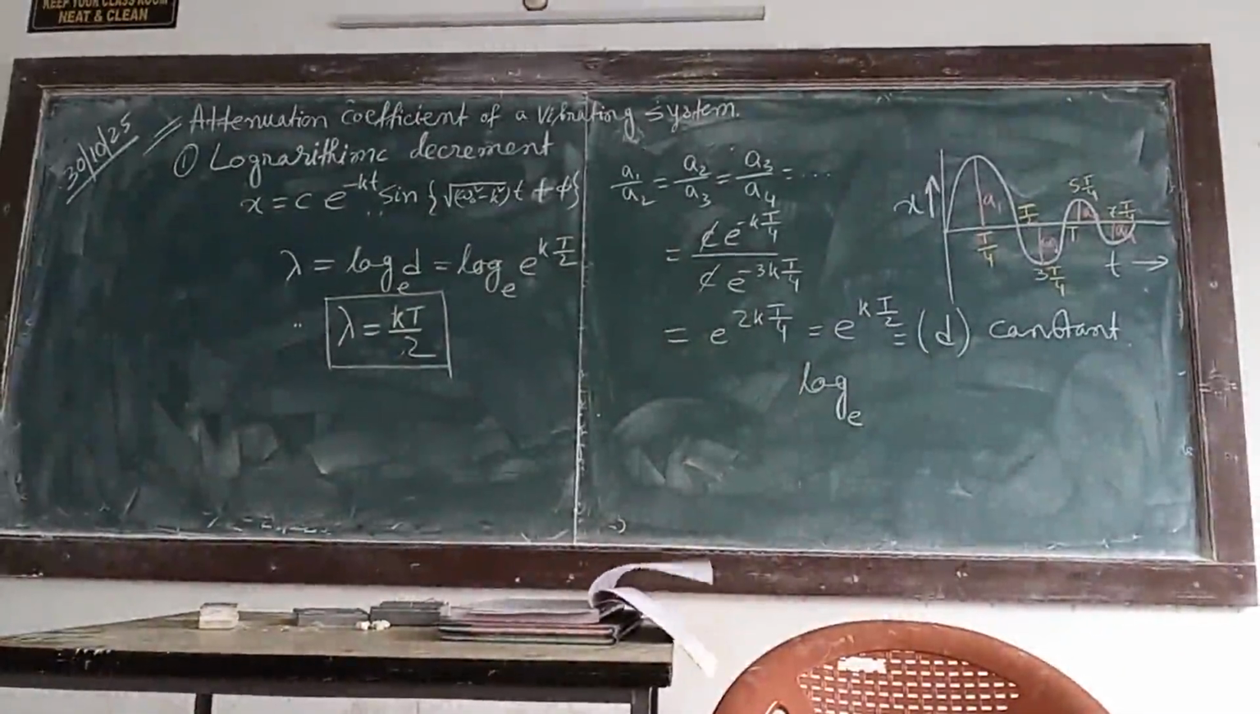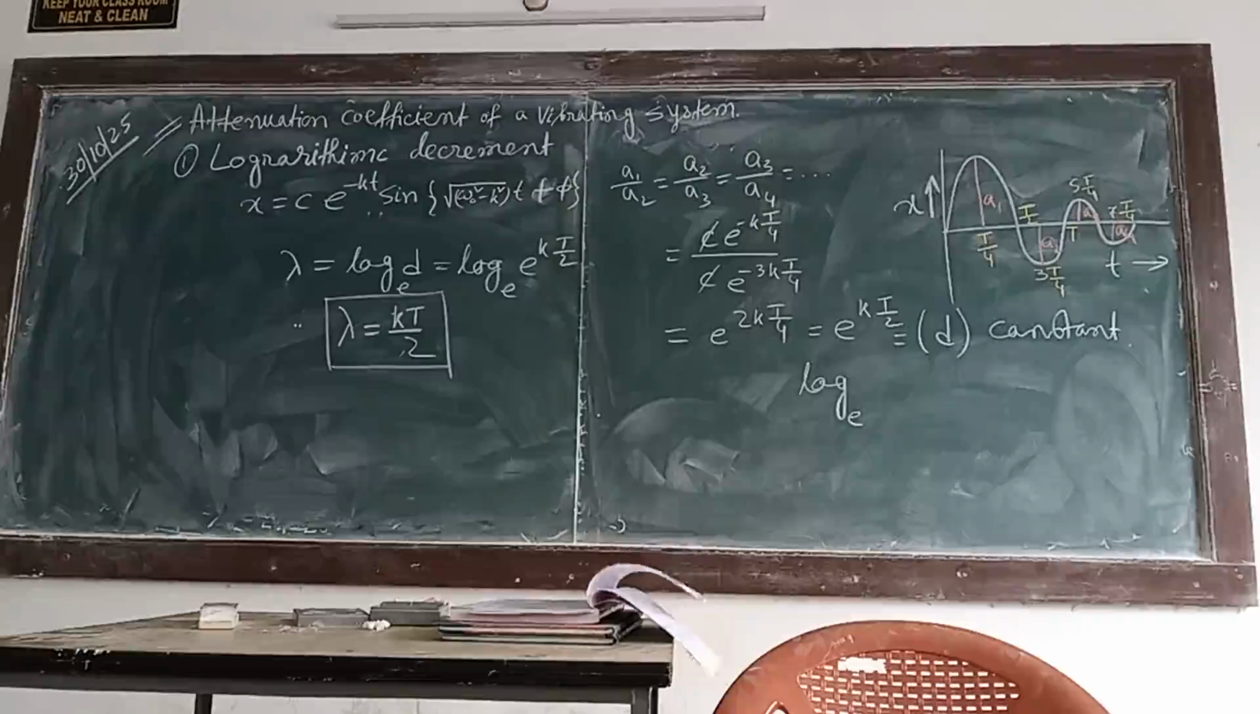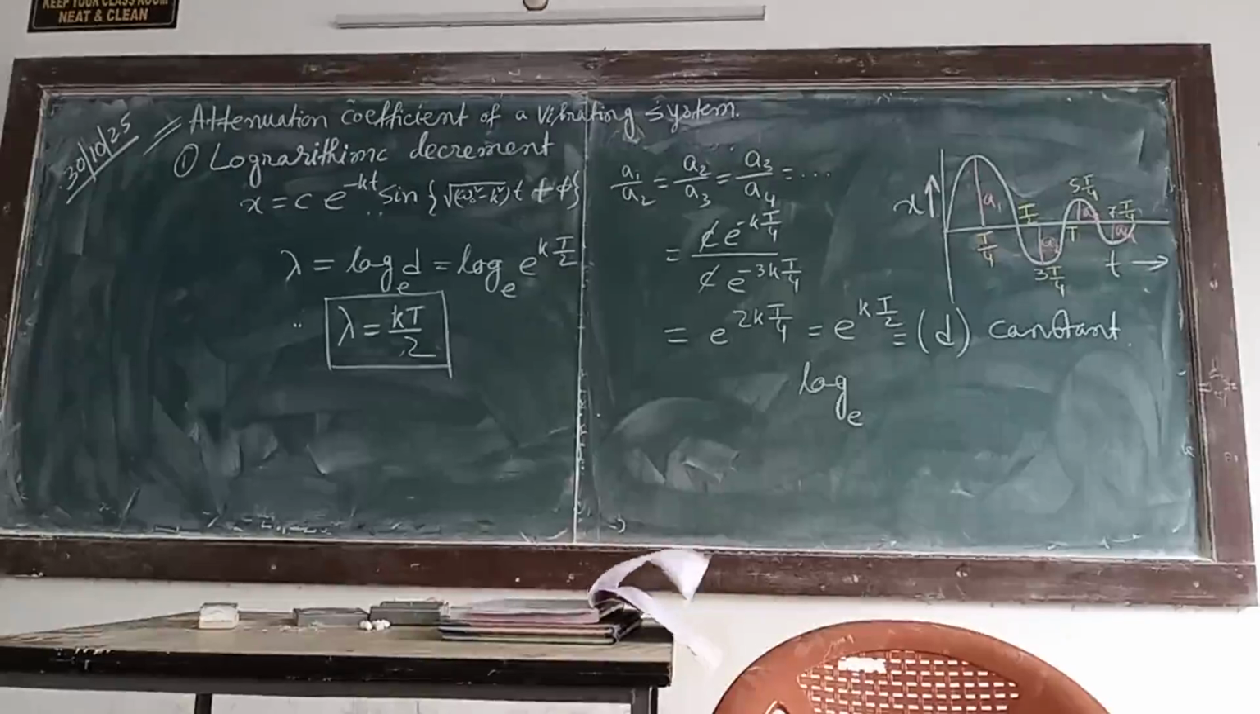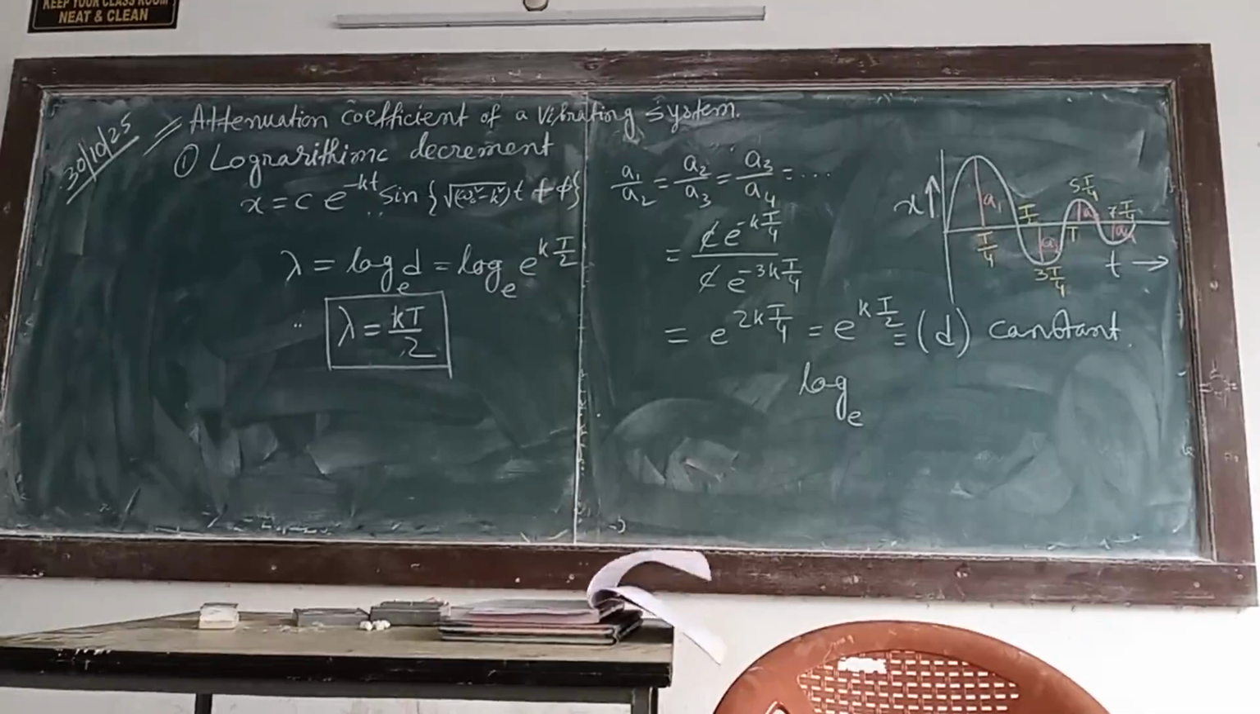Now I come to the definition. Therefore, the logarithmic decrement is defined as the natural logarithm of the ratio of two successive amplitudes of damped oscillation.